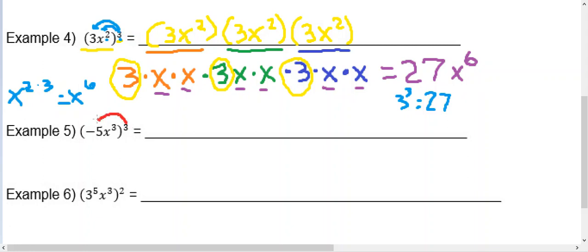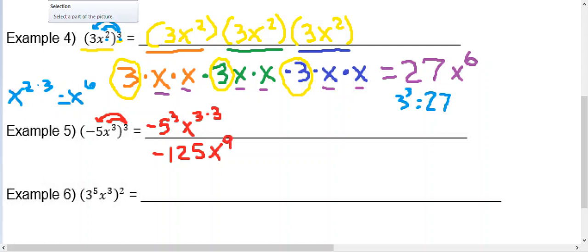This 3 gets distributed to everything inside those parentheses. So I have negative 5 to the 3rd power. Negative 5 to the 3rd power, I know, is negative 125. I also have x to the 3rd raised to the 3rd power. So that means I can multiply those two exponents. And that's going to leave me with x to the 9th power, because 3 times 3 is 9. Now that you know this, pause the video and try example 6 on your own.